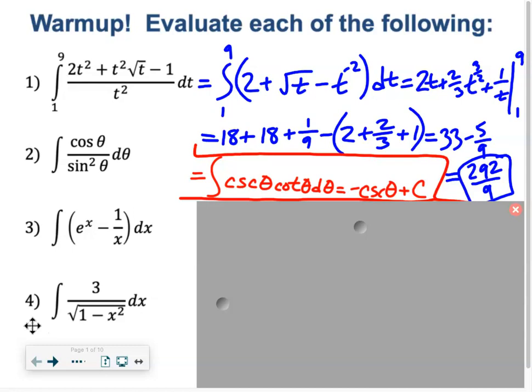All right. So the next one, you had to do a little bit of trig simplifying. So cosine over sine squared, you kind of split it into 1 over sine times cosine over sine, and you get cosecant cotangent. And then you think to yourself, what function has a derivative of cosecant cotangent? It's negative cosecant plus c. Good, good.